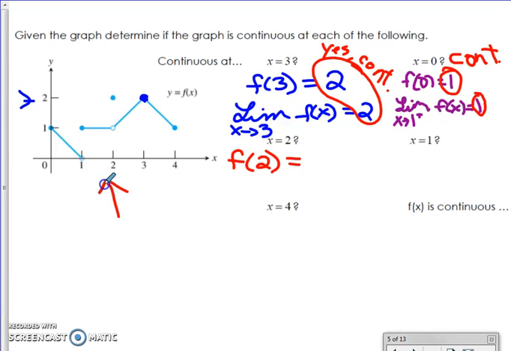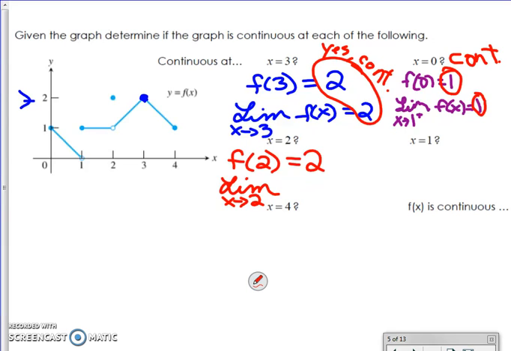Well, f of 2, remember this closed circle, that's where I'm looking. So it is 2. So f of 2 equals 2. So yes, f of 2 exists. So that is a good start. Now we need to see if it meets the other condition for continuity. And that other condition is that the limit exists. So we're trying to find the limit as x approaches 2.